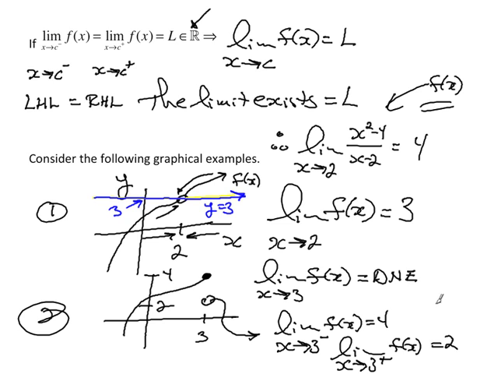The left-hand limit, right there's the left-hand limit, looks like it's 4. The right-hand limit, right there's the right-hand limit, that's 2. These are not equal to each other, so we say the limit does not exist.